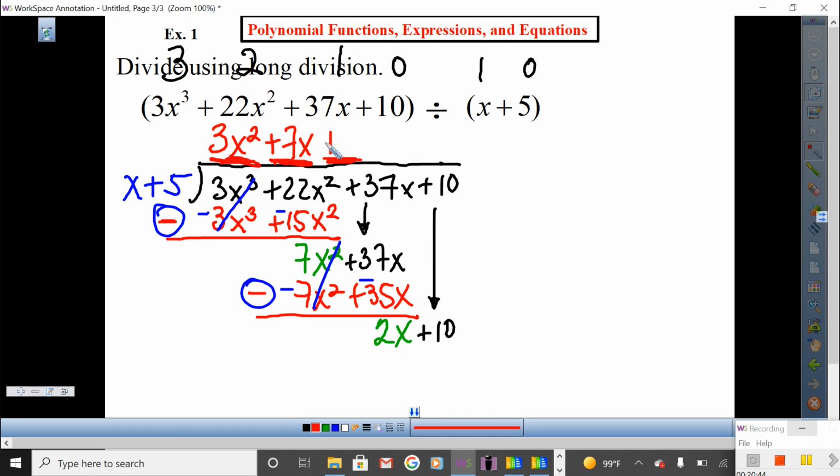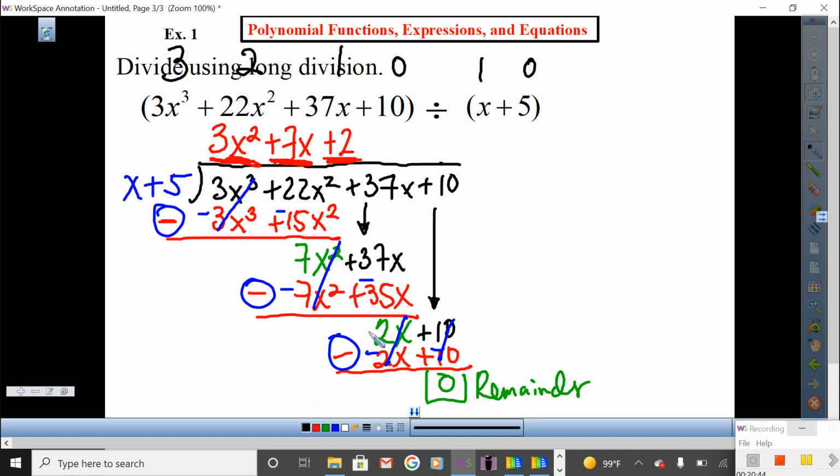2. So we do plus 2. 2 times x, that's 2x. What is 2 times 5? That is 10. We're going to subtract. What does that mean? We distribute that negative to both of these. This cancels, this cancels, and that means we have what? 0 remainder.